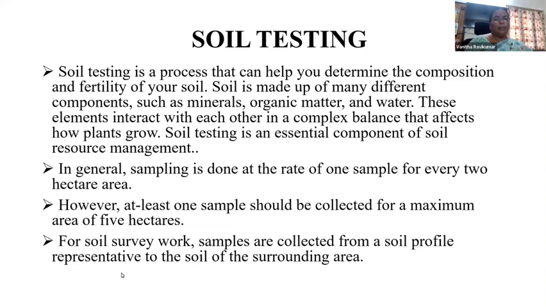Soil testing determines the fertility level. The fertility level helps in growing crops. Many components such as organic matter, minerals, nitrogen, phosphorus, and potassium can be tested, more than 12 items. As for how many samples are taken, in 1 hectare, 2 or 3 samples are necessary.